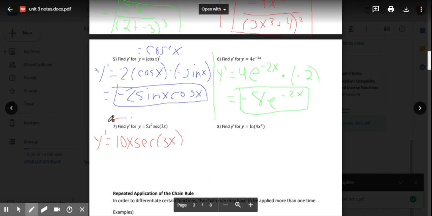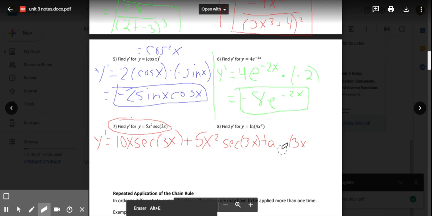So this is for number 7. This is going to run over underneath number 8. So the derivative of the first times the second plus the first times the derivative of the second. Now the derivative of secant is secant tangent, so that's secant 3x tangent 3x. Should probably fix that. That's kind of ugly.